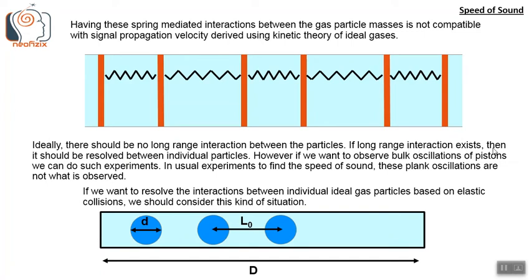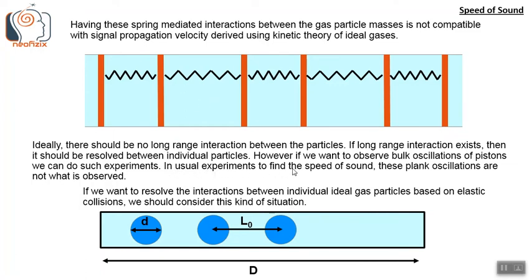If at all there is any long-range interaction that exists, then it should be resolved between those individual gas particles and not by some arbitrary grouping of particles as shown in the above figure. However, if we want to observe bulk oscillations of pistons in such a system, we can do such an experiment with a lot of pistons separating the gas particles into compartments. We can do such an experiment.